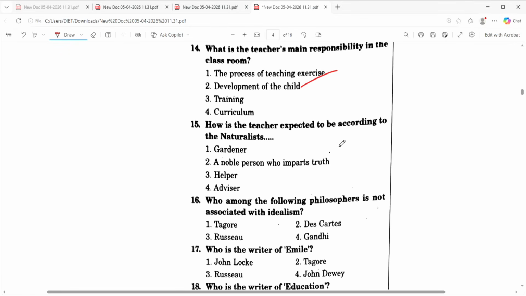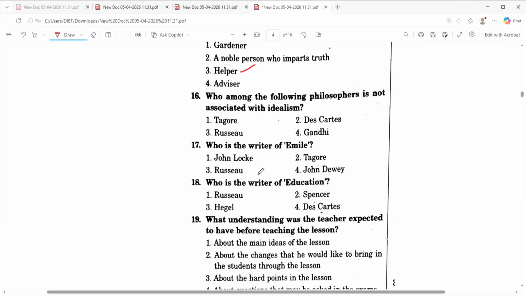How is the teacher expected to be according to the naturalist? Gardener, a noble person who imparts truth, helper, advisor. Yes, the answer is helper, who supports the child. Who among the following philosophers is not associated with idealism? Tagore, Descartes, Rousseau and Gandhi. The answer is the third one: Rousseau is not with idealism, he is a naturalist.